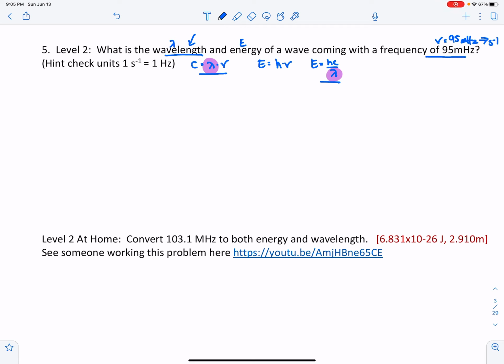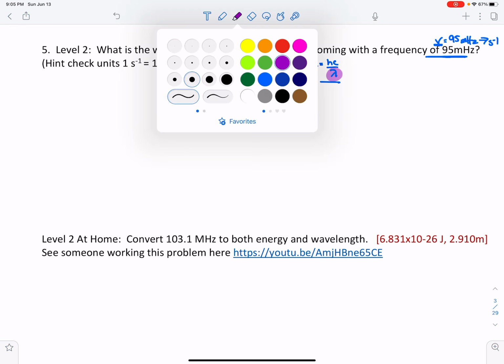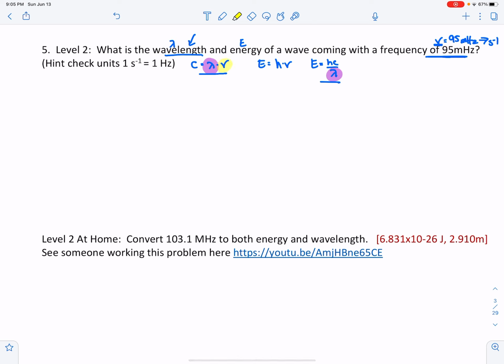And so I need to look at what I have. And if I go over here, what I have is frequency. It's this nu. So I need to pick between the two of these, I need to pick the one that has a nu in it. And it's this one. There's not a nu in the other one. So I'm not using those equations. I'm just using this one right here.